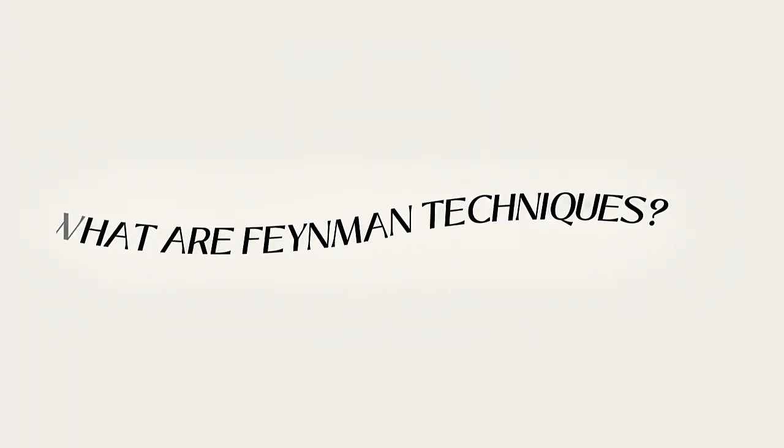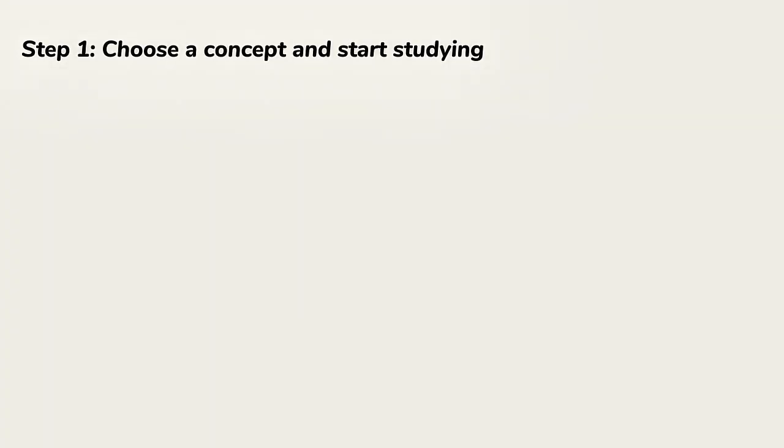What is the Feynman technique? It's essentially a four-step process for learning and understanding something deeply. Think of it as a way to break down a big, scary monster of a topic into smaller, more manageable pieces. Step 1. You choose a concept and start studying.